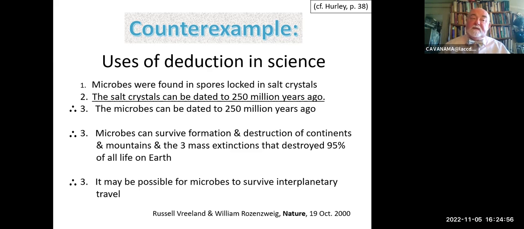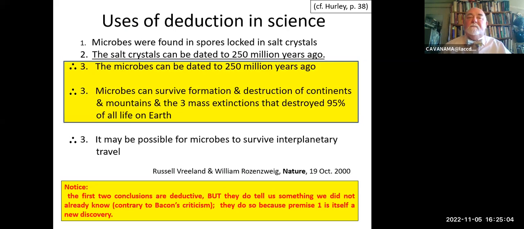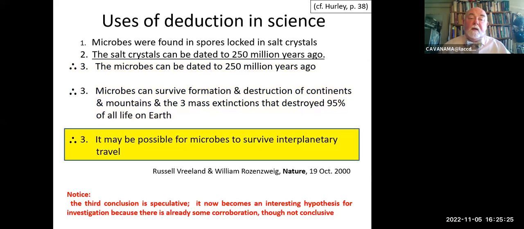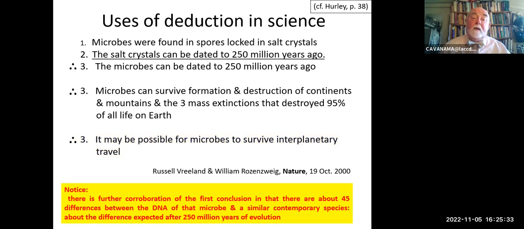Well, here's a physical basis that suggests that it might be possible. We don't know definitively, but now we have a hunch as to how it could have happened. We think that it could have happened. The first two conclusions, notice, are deductive. They tell us something we did not already know. This is against what Bacon says. They do so because premise one is itself a new discovery. Finding microbes in spores locked in salt crystals was not common knowledge until these guys tried it. The third conclusion is speculative. We don't know that there was interplanetary travel, but now we see that it's at least possible. We can't rule it out.